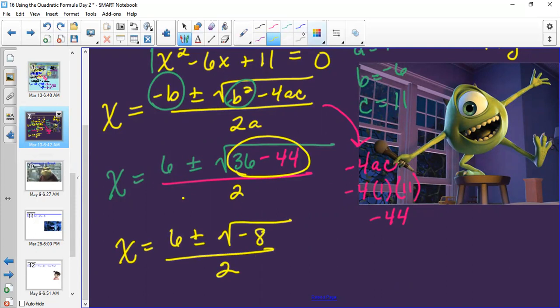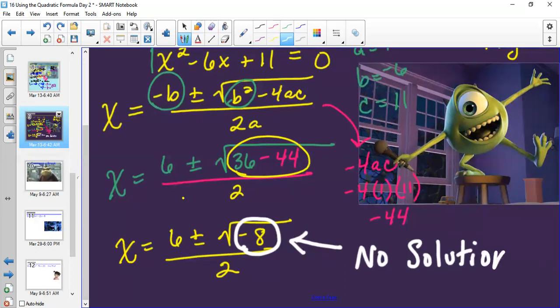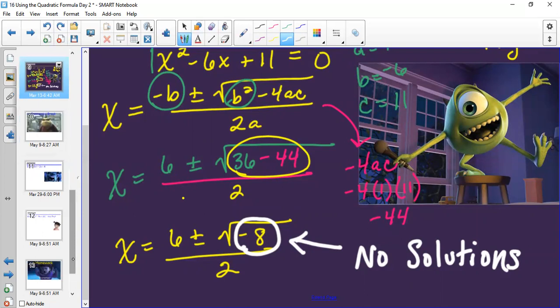Okay, so let's look at our discriminant. Our discriminant here is a negative. When it's a negative, we are going to have no solutions. And the reason being is that we can't square root a negative. It's just not possible for right now. In Algebra 2, I believe you'll start talking about imaginary solutions, but there are no real solutions. So we're going to say no solution for now.